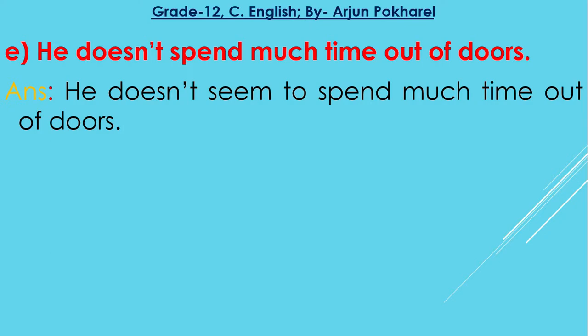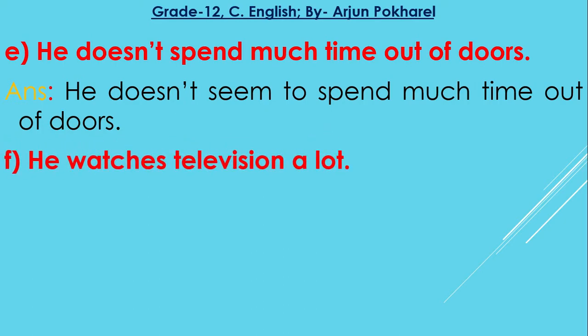Okay, why? This is present tense. He doesn't seem to spend. Okay, to plus B1, spend much time out of doors. Okay, he doesn't, let's say, spend much time out of doors. This sentence is in present tense. Okay, simple present tense negative. That's why you have to use "he doesn't seem to" plus B1 plus object, because it is negative.